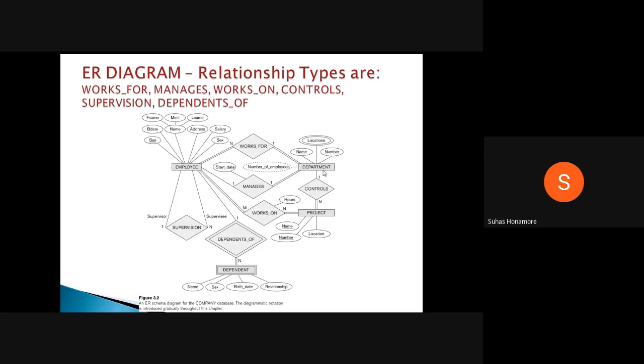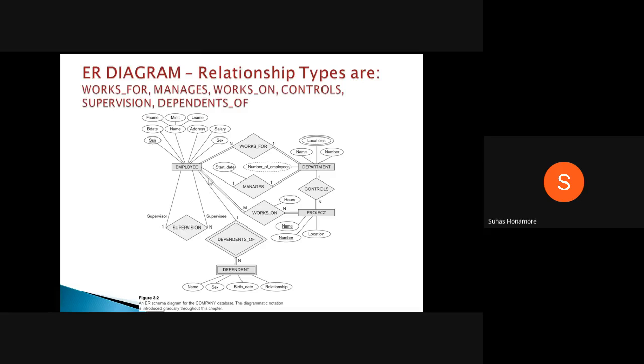Other than this, one more thing we missed is that department controls project. All projects should be related to any one department. One department can have n number of projects, so that's why we have 1 is to n here. So one department can handle n number of projects. Any doubts other than this? I think we covered all the relationship types.